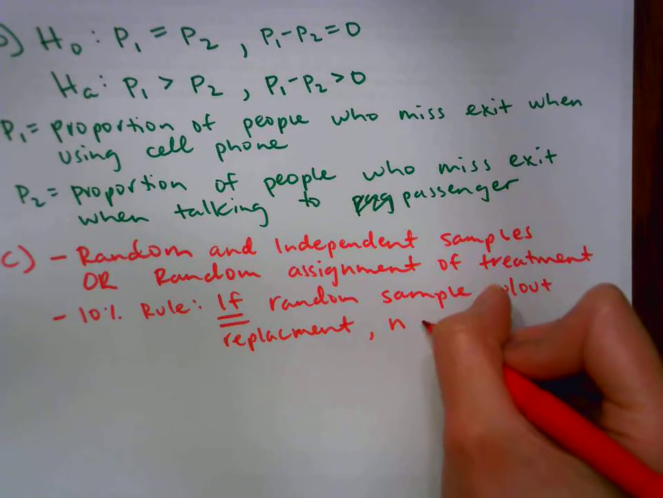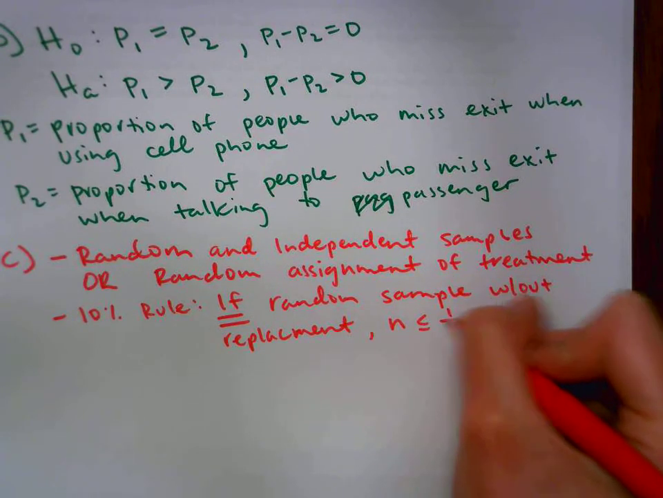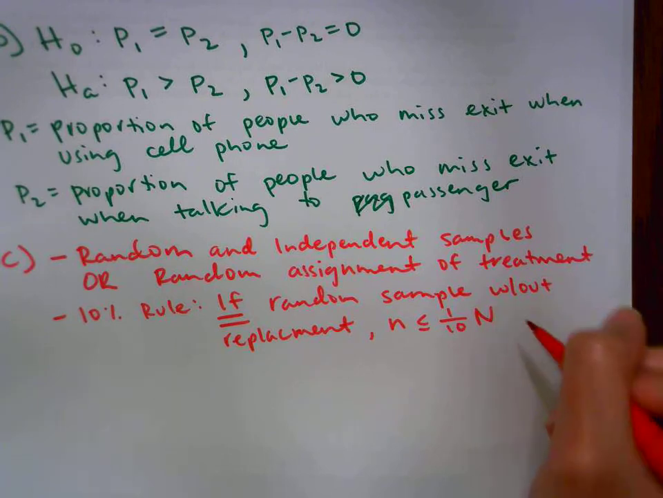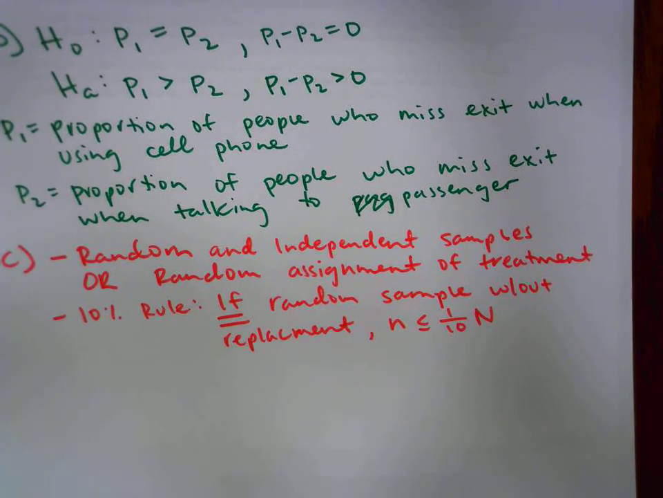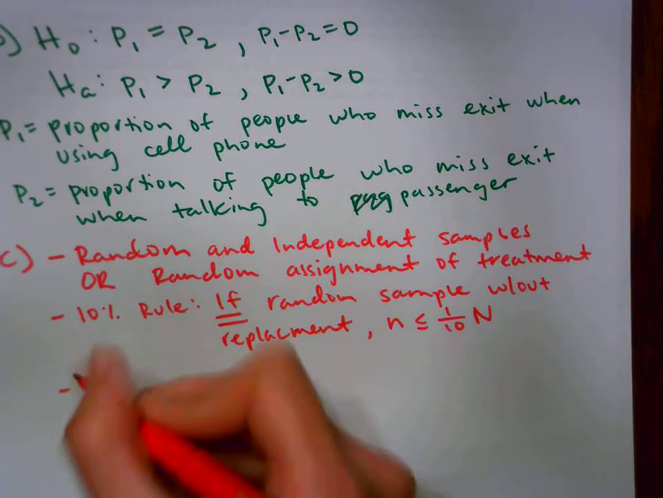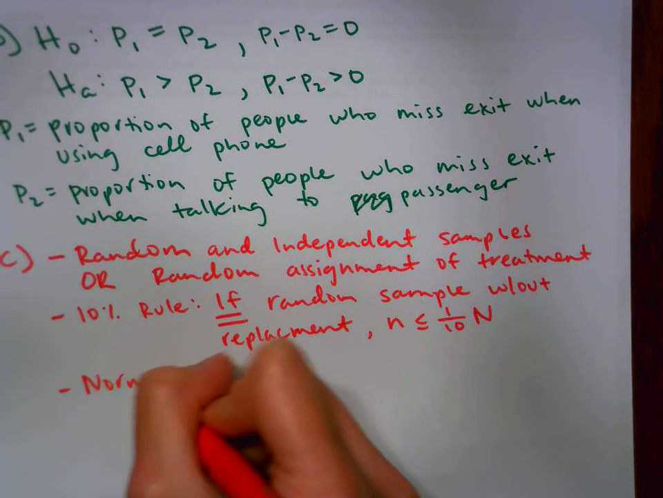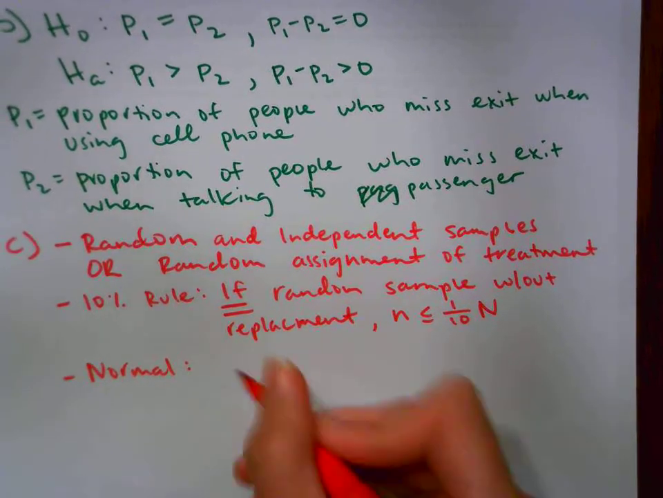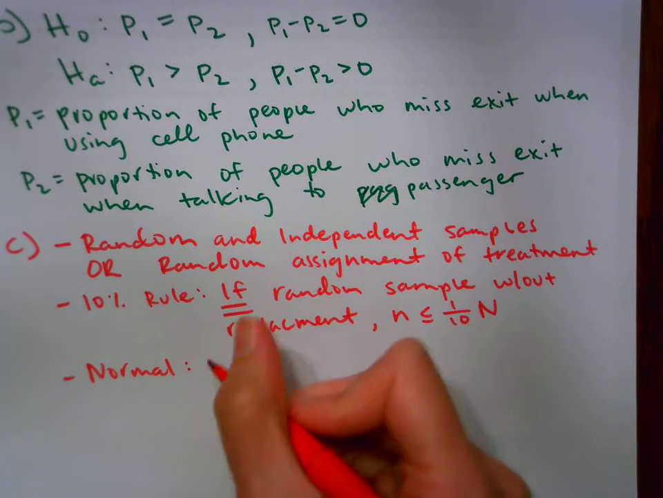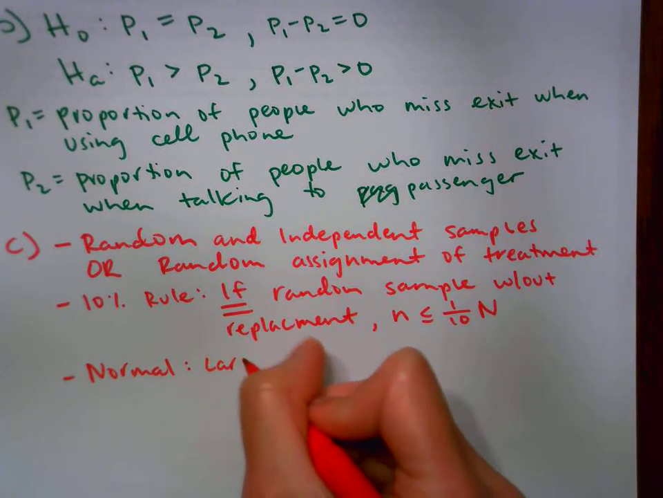Your sample size needs to be less than or equal to a tenth of the whole population size, which you can put in words if you don't like that notation. You can say sample size is less than 10% of population, or write it out like that. And the last one is to check if it's normal, and if it's a proportion problem, we use the large counts condition.